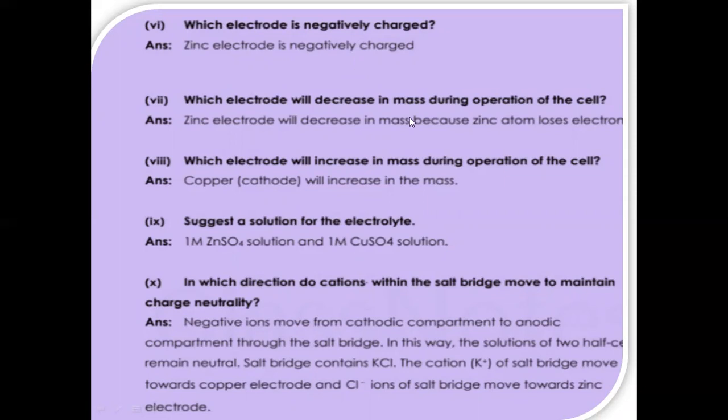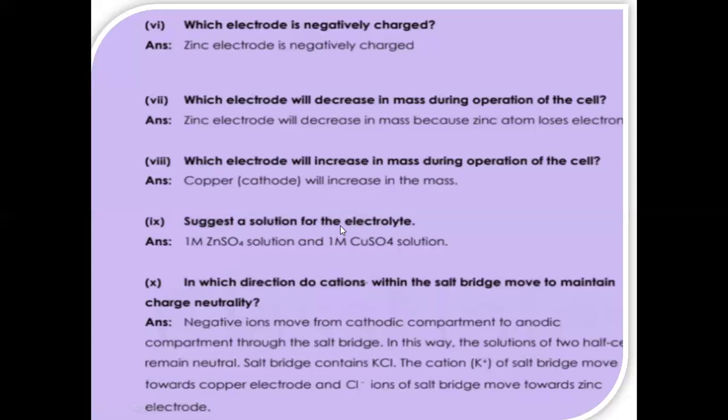Which electrode will decrease in mass during operation of the cell? The zinc electrode will decrease in mass because zinc atoms lose electrons. Which electrode will increase in mass during operation of the cell? Definitely the cathode. Copper, which acts as the cathode, will increase in mass. Suggest a solution for the electrolyte. Zinc dipped in 1 molar zinc sulfate solution and copper dipped in 1 molar copper sulfate. It is compulsory that we use an electrolyte of the same element which forms the electrodes.